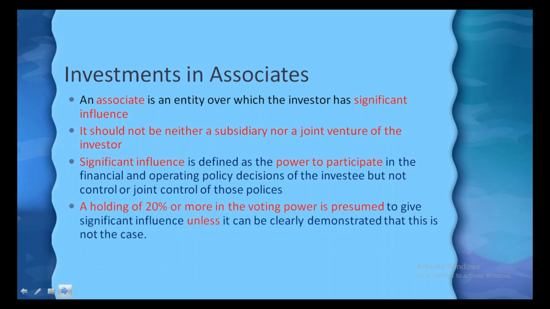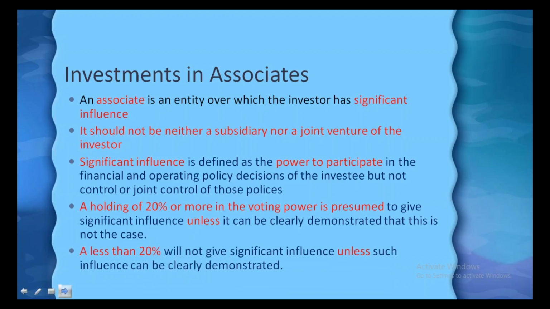Generally, if you hold 20% or more of the voting power, it is perceived to give significant influence unless it can be clearly demonstrated that this is not the case. So when the examiner says that a company holds 21%, 22%, or 49%, generally the assumption is that it is an associate company. Less than 20% will not give significant influence unless such influence can be clearly demonstrated. So the presumption is that below 20%, there is no significant influence. If it is more than 20%, you will have significant influence.